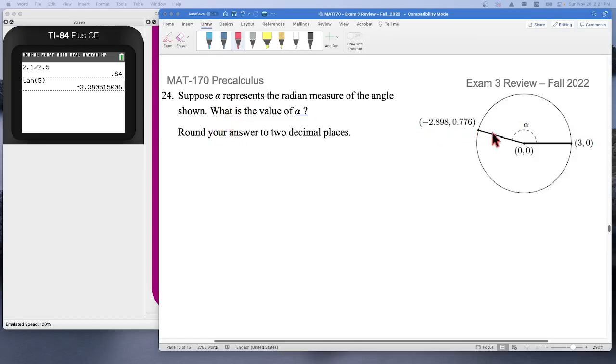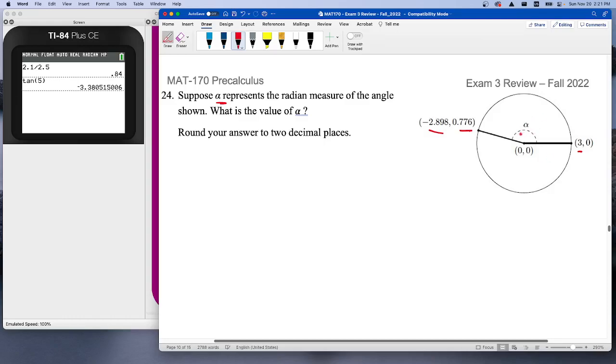24, we're given, they're going to use a different Greek letter instead of theta. We're using alpha, the radian measure of the angle shown. What is the value of alpha? So just think of it as theta if you want. And what we have is the x and y coordinate. We also have the radius being 3. That's what this first point gives us.